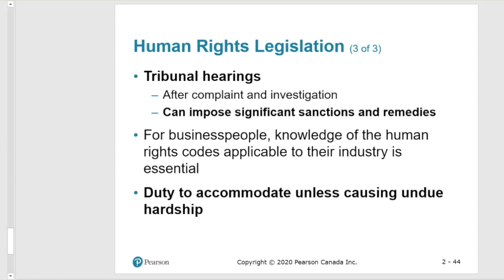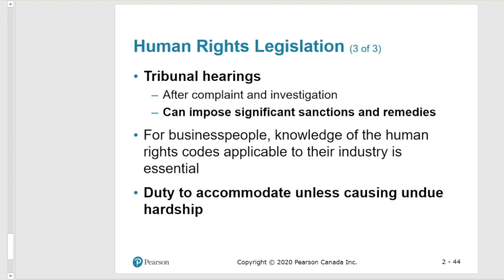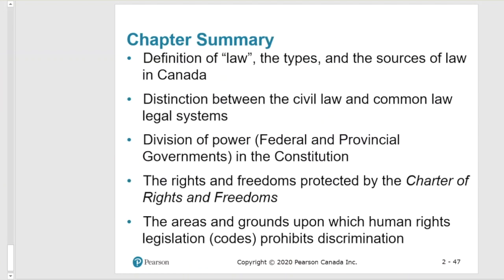Okay. So that's what I wanted to share with you about human rights legislation. Remember, protections are mostly related to gender, religion, ethnic origin, race, age, and disabilities. Okay? So that's what I wanted to share with you on chapter 2.